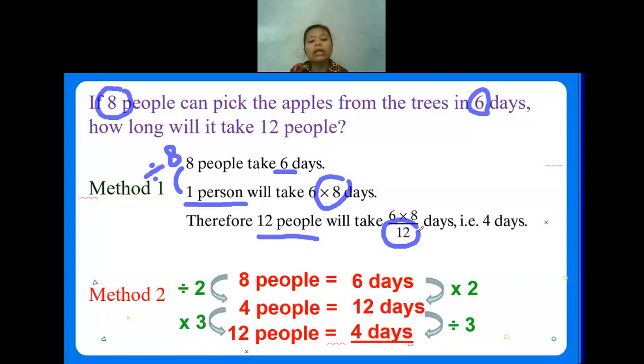Yes. That's why in here, if there are 12 people, it will take less time. Because if there is the same amount of apples with different numbers of people, the time to consume or pick them depends on the number of people. More people, less time. Or is there anyone who is still confused?